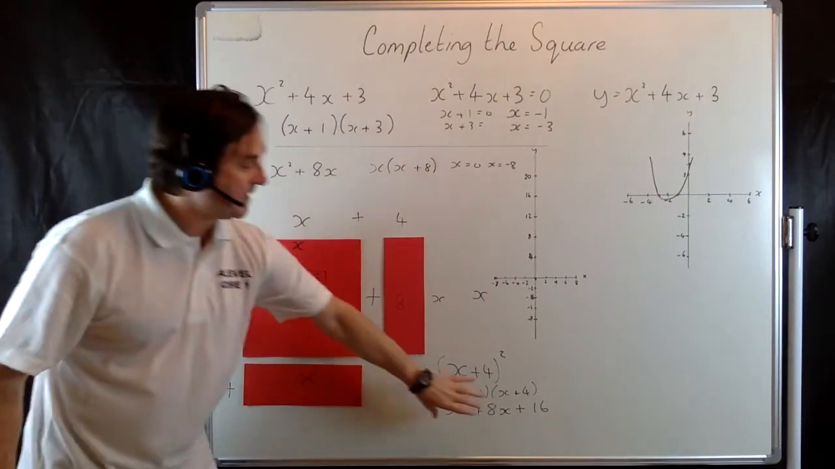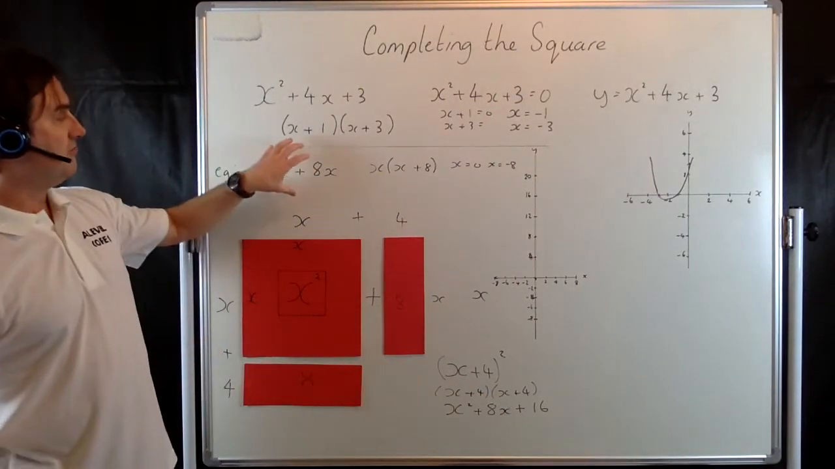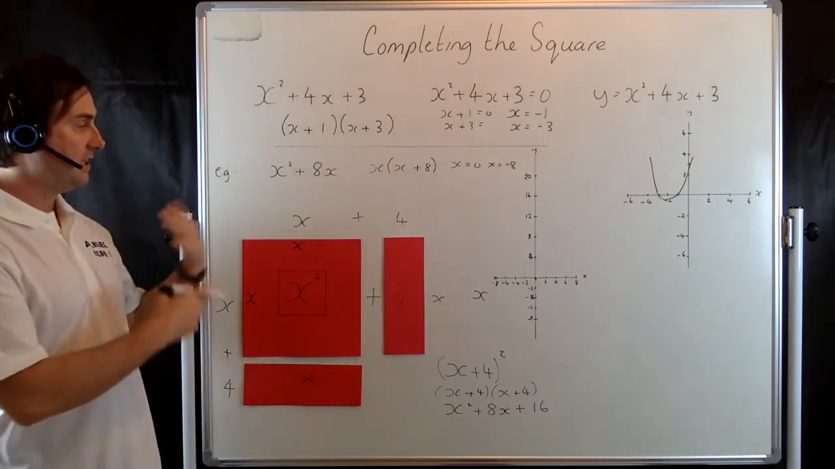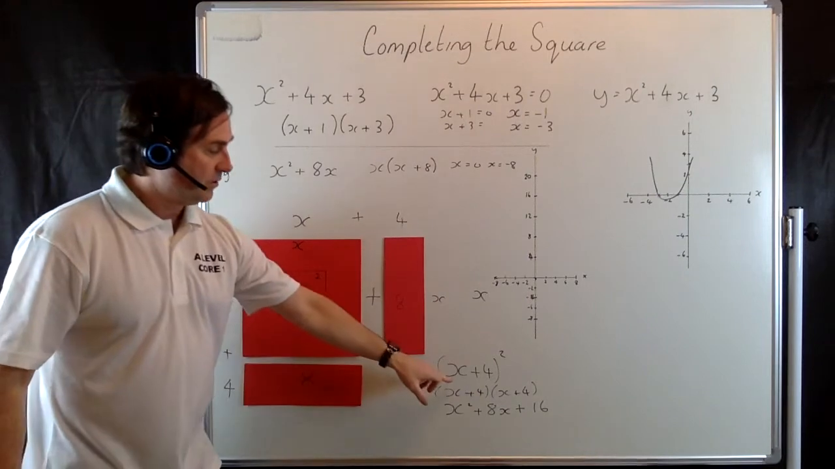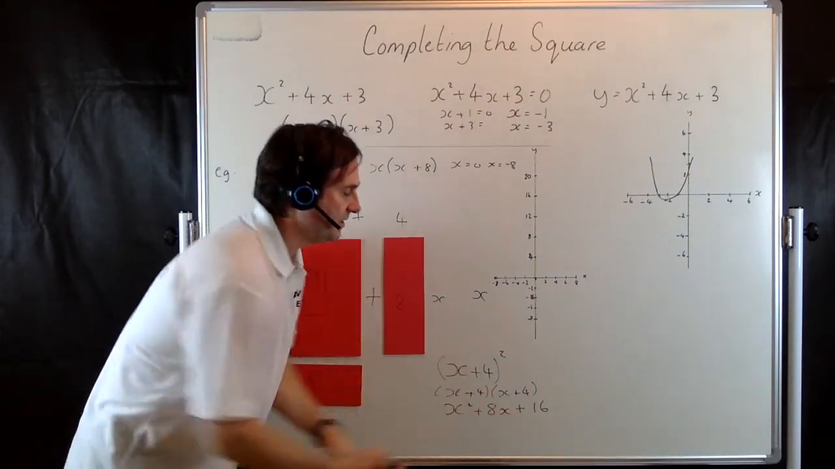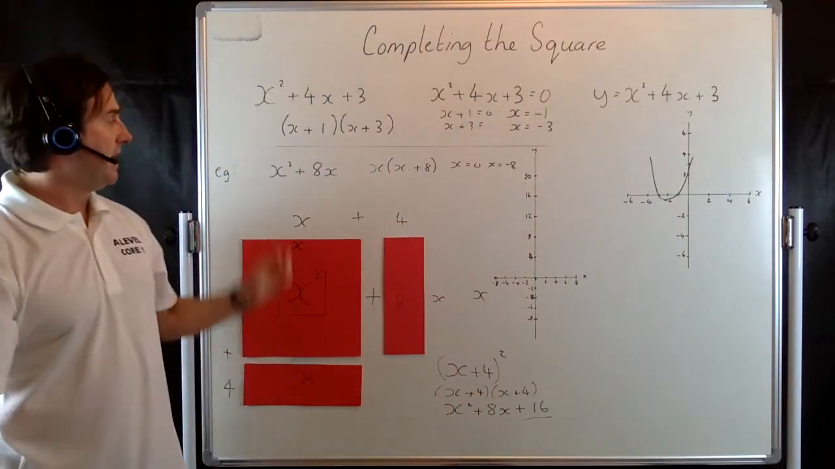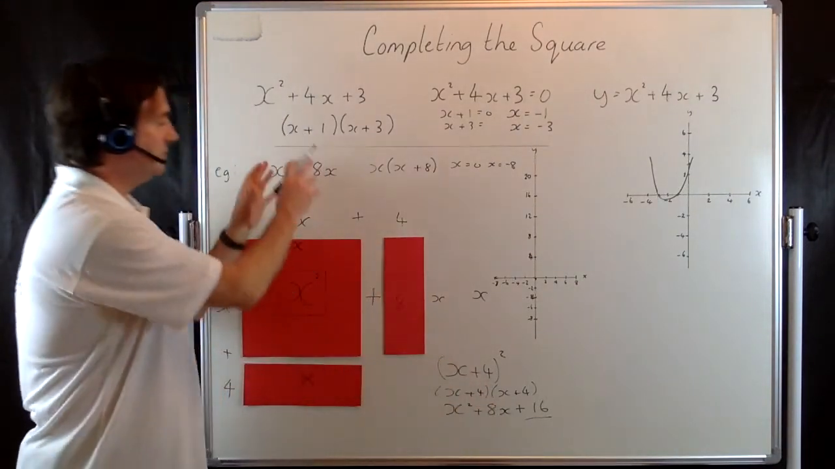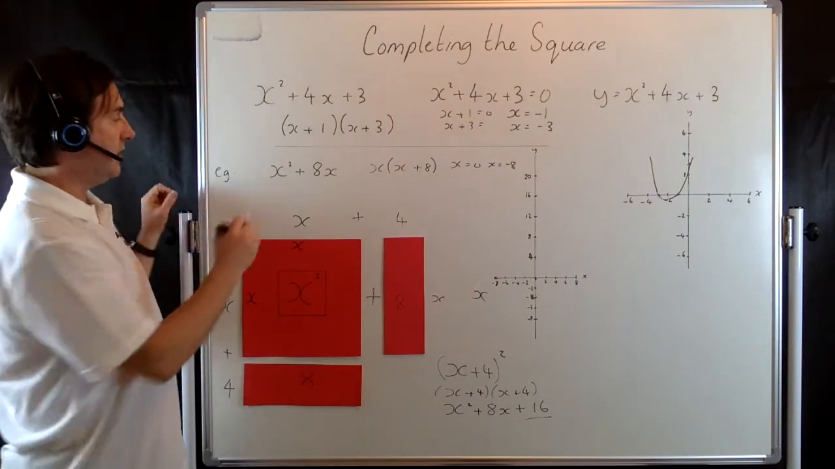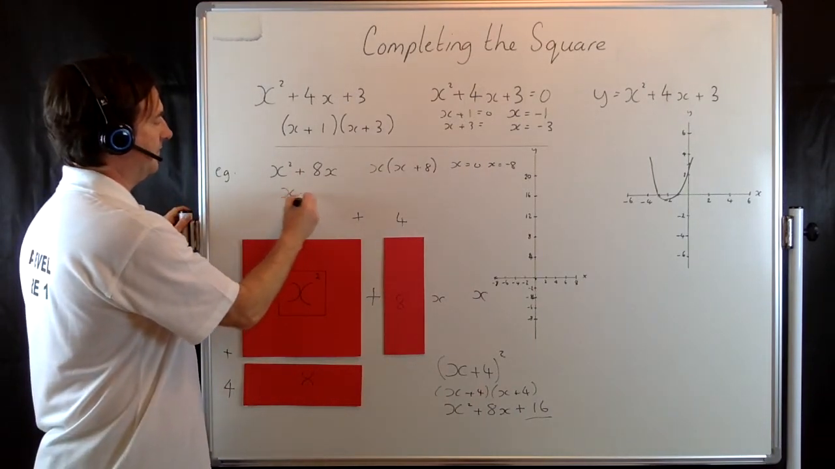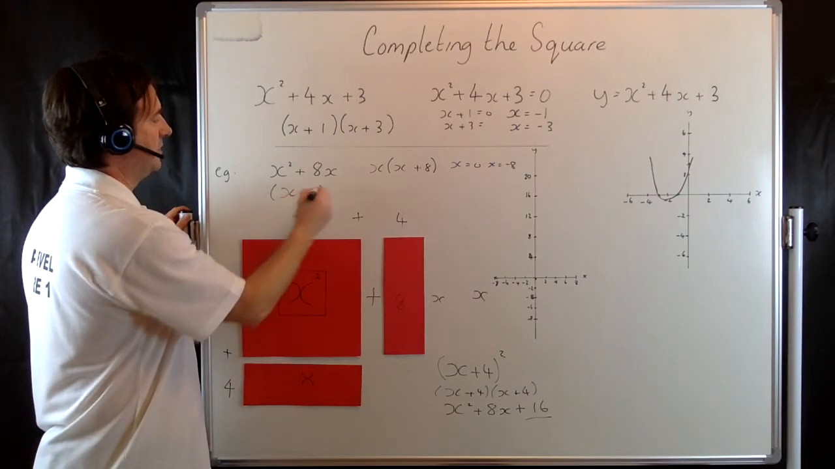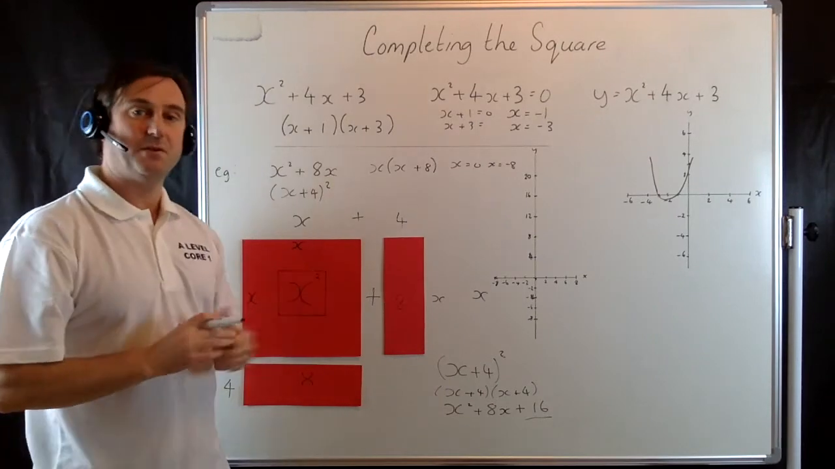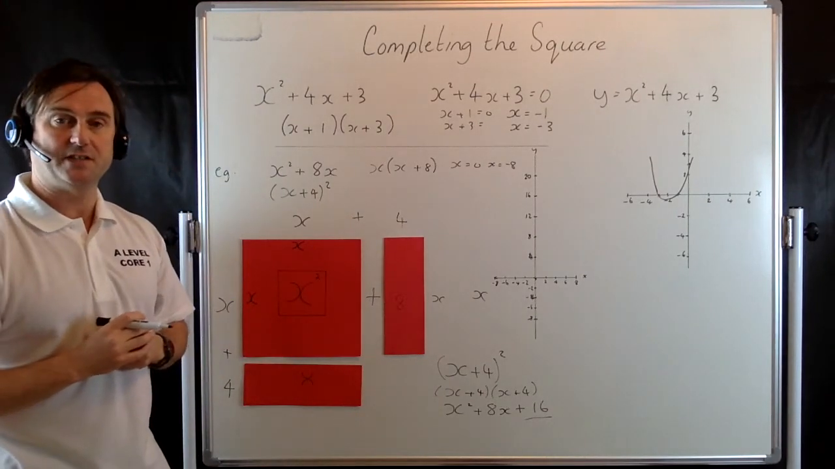And now I'm going to compare this result with my original expression here, x squared plus 8x, and see how it relates. Well, I can see here I've got this 16 on the end. I haven't got that on this one. So it's not identical to my expression. So I know that x plus 4 squared is not identical to that. It gives me a little bit more. It gives me 16 more added onto the end there.